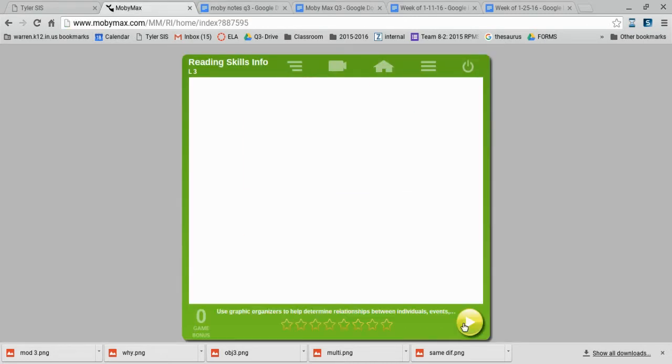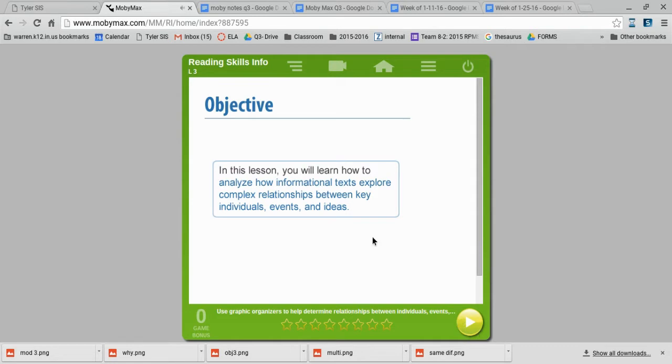So I go through the lesson usually, and I put the objective. In this lesson, you will learn how to analyze how informational texts explore complex relationships between key individuals, events, and ideas.